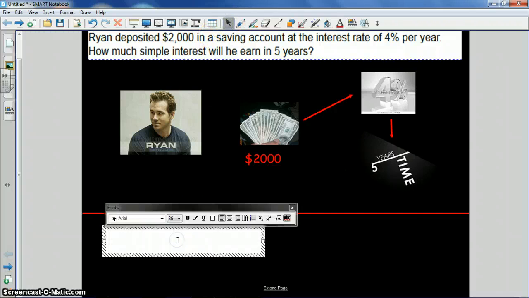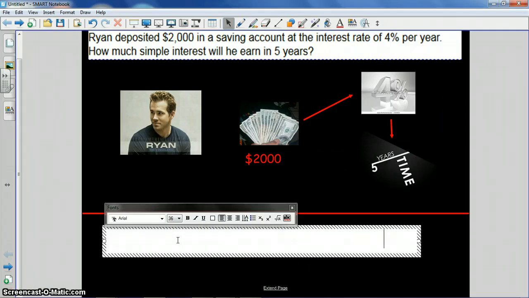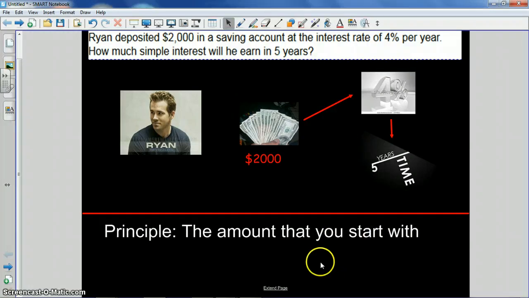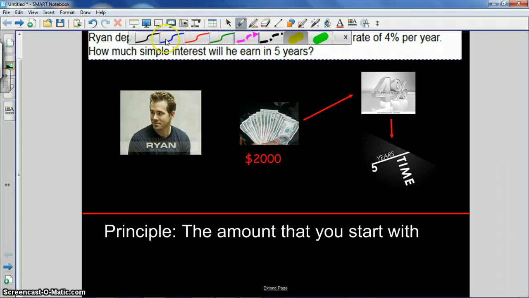Just in case you've never heard that term, what principal is, in simple terms, is the amount that you start with. That is not very grammatically correct, but it's hopefully easy to understand. The amount that you start with. So his principal is $2,000. Let's go ahead and write that down. We'll use red here. His principal in this particular problem is $2,000. That's important. We'll come back to that.